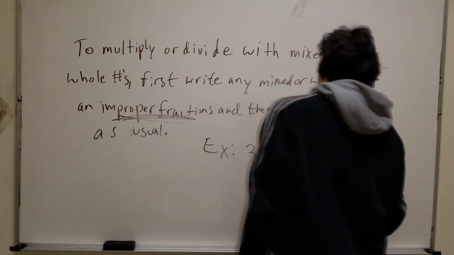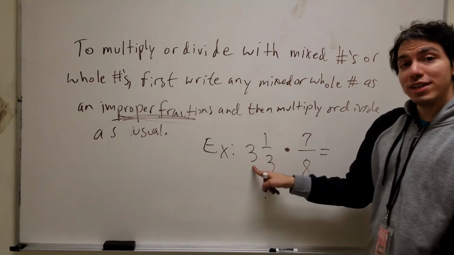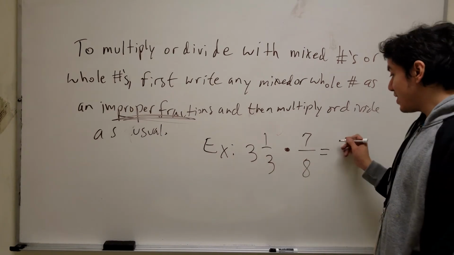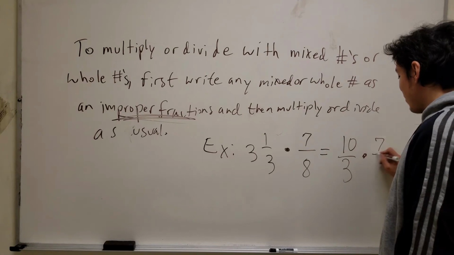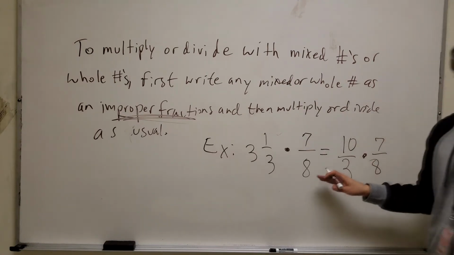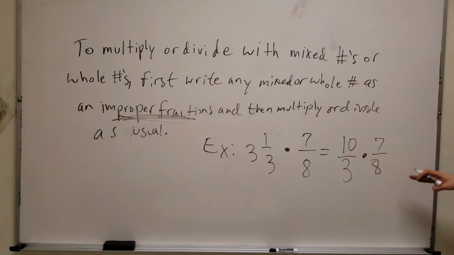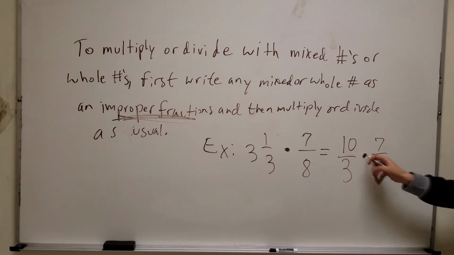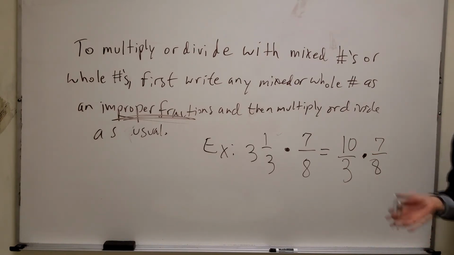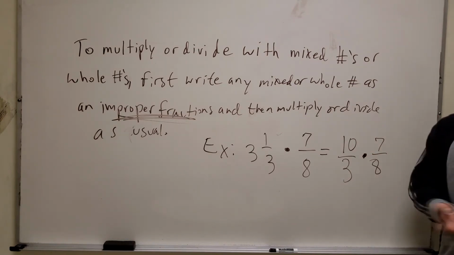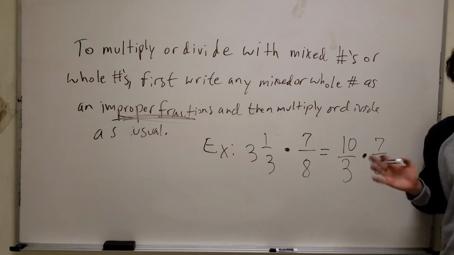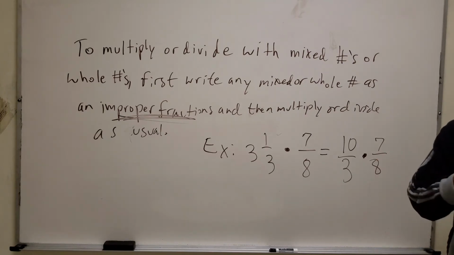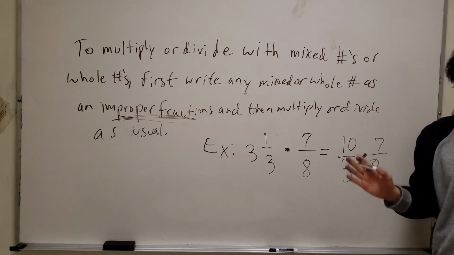So let's convert this. 3 times 3 is 9, plus 1 is 10/3 times 7/8. Now some of you might just multiply straight through, and I would tell you you can, but then you have big numbers to work with. You'd have 70/24, which is too much work to start reducing. And you know me, I'm a lazy guy. I don't really like taking the hard way. I like taking things easy.